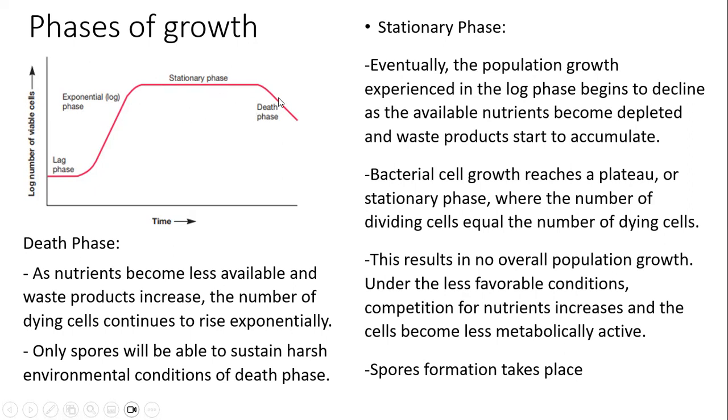Then there is the last phase, which is known as the death phase or the decline phase. During this stage, the nutrients become very limited, and there is a high amount of waste products accumulated. As a result, the cell death rate increases exponentially and the population number decreases rapidly. Only spores will be able to survive during the death phase, and whenever favorable conditions return, they will be capable of multiplying again. So this is about the different phases of bacterial growth.